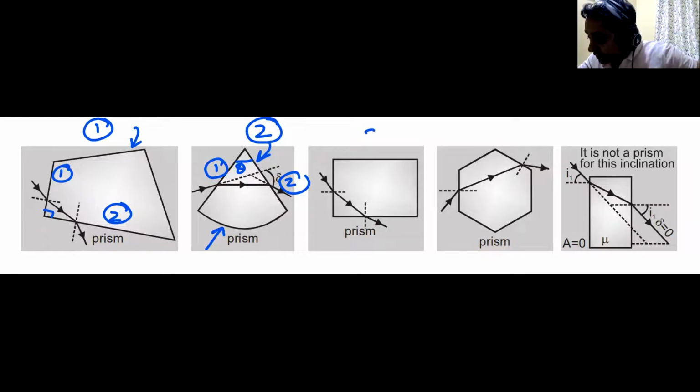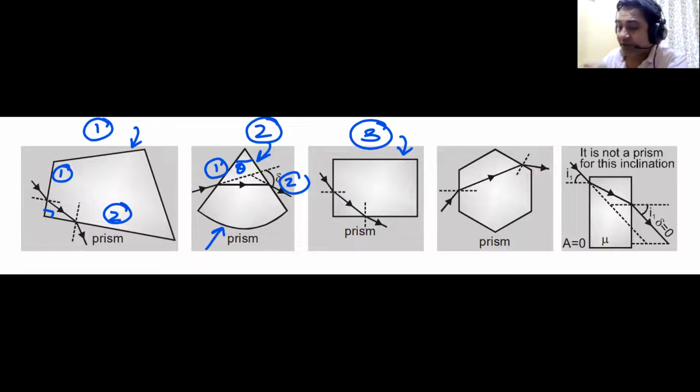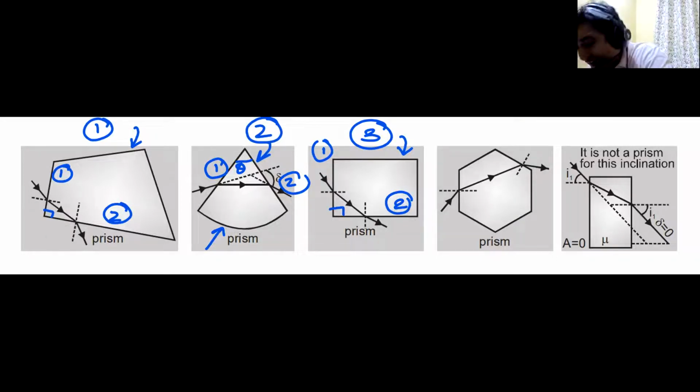Let us move on to number three. Now, is number three a prism? You will say, sir, it's a transparent glass slab. But look at from where the ray is falling and from where the ray is going out. Is number three a prism? Yes, you can see this is surface number one, this is surface number two, and these surfaces are at an angle of 90 degrees. So this also now behaves like a prism.